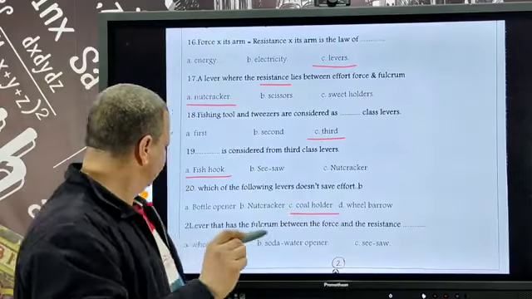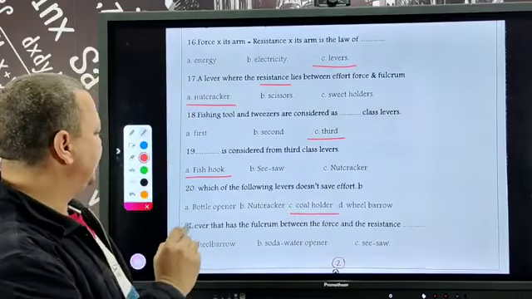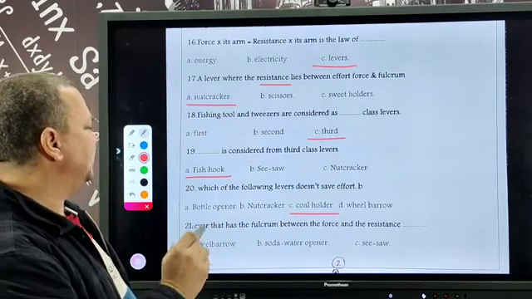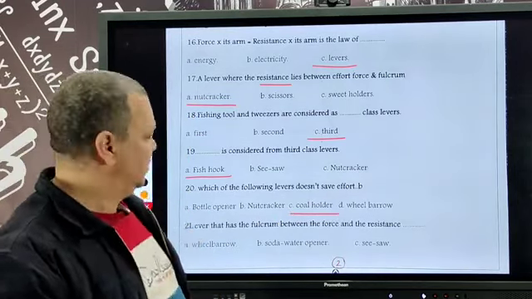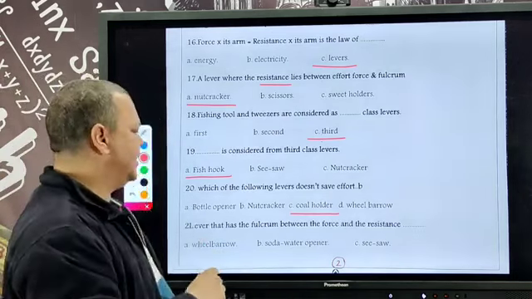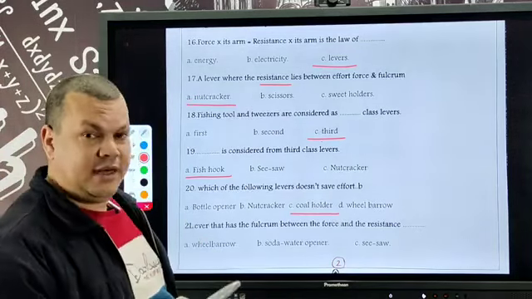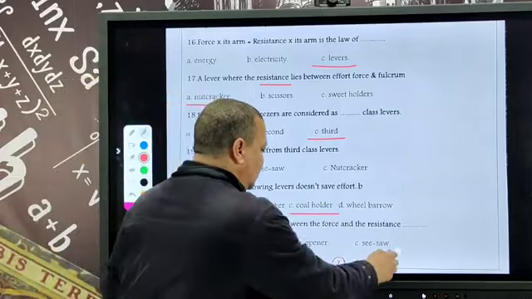21: lever that has the fulcrum between effort force and the resistance force. That means the fulcrum in the middle. يبقى إذا طبعا first class lever ما عنديش first بس عندي example ليها اللي هي السي سو.